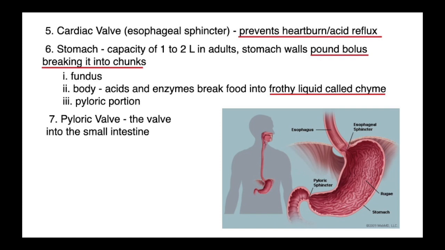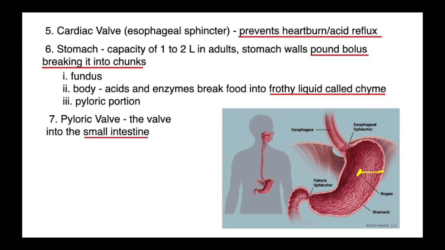But anyway, let's look at where it says body. Acids and enzymes break food into a frothy liquid called chyme. And then we go into the pyloric portion, where there's another valve into the small intestine. Okay, so food is coming down here, and here is the cardiac valve. So that door opens and lets food in. Okay, so food comes in. And then the fundus is the top, the body, and then the pyloric area. Anyway, 3 parts. So now food is in here, okay?